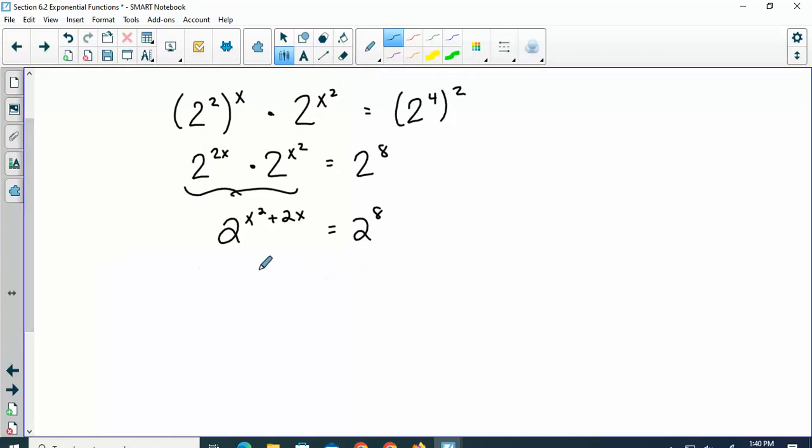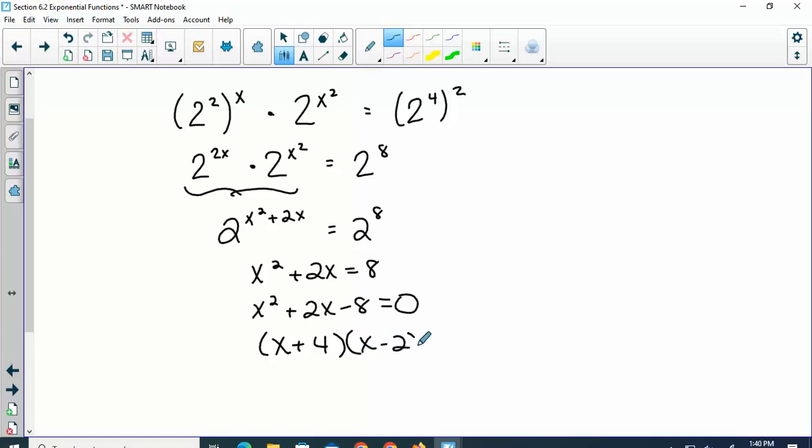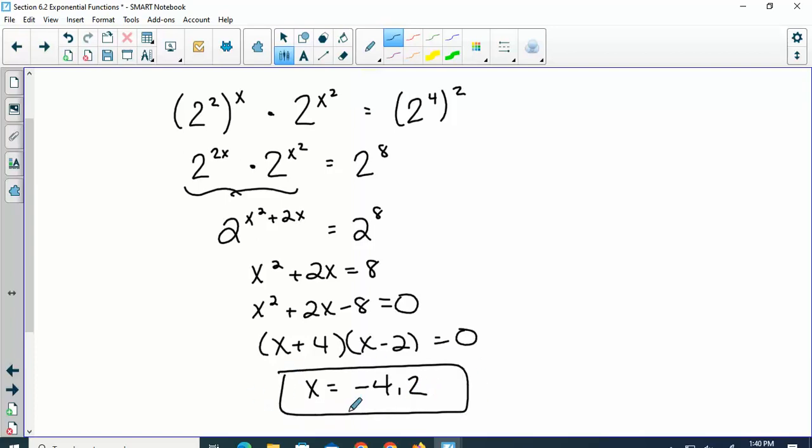And now I can set my exponents equal to one another. x squared plus 2x minus 8 equals 0. Factors into x plus 4, x minus 2. So negative 4 and positive 2. So do not drop your base until it's only written once on each side.